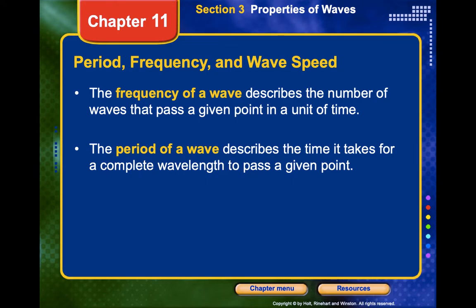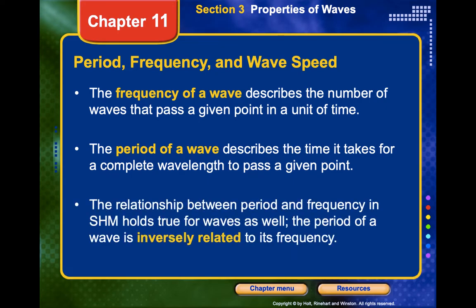And similarly, the period of a wave is the amount of time it takes to complete a wavelength. In other words, for two crests to pass, because we know that the distance between two crests is one wavelength. So if I time the first crest and then wait to see the second one, then I'm measuring the period of the wave. And the relationship between period and frequency holds true for waves as well. In other words, they're inversely related. So if I know the period, then I can find the frequency by dividing 1 by the period. So f equals 1 over T, and T equals 1 over f.